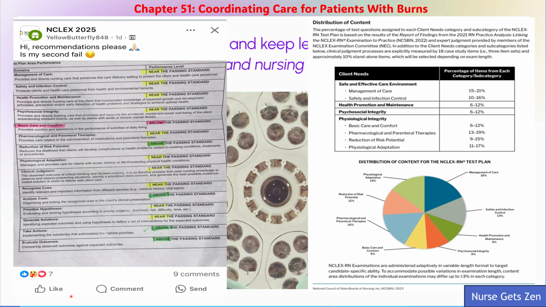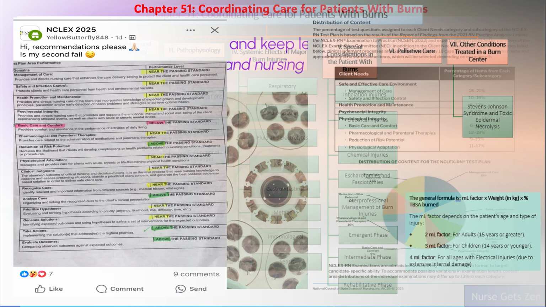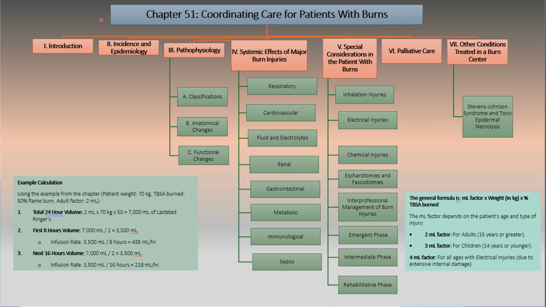So let me introduce the chapter. We review chapter 51, coordinating care for patients with burns. It's a very heavy chapter, and many students will struggle with this. So from what I understand and how I read from Davis Advantage Medical-Surgical Nursing, I made this concept map, and I'm going to go one by one. I don't make many slides, but I talk through this.